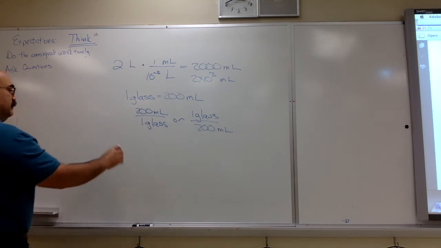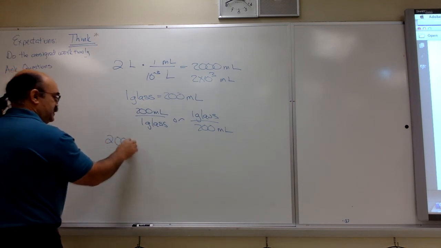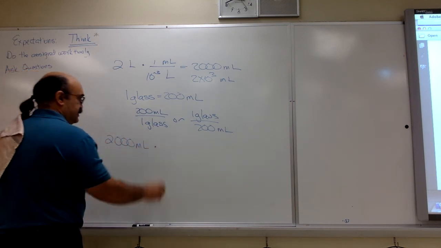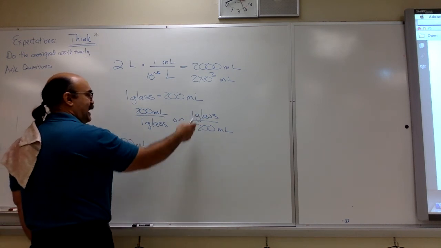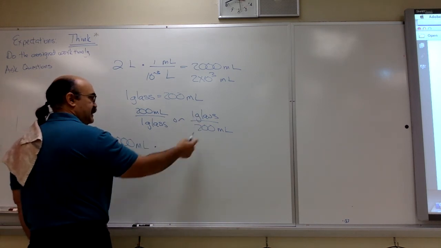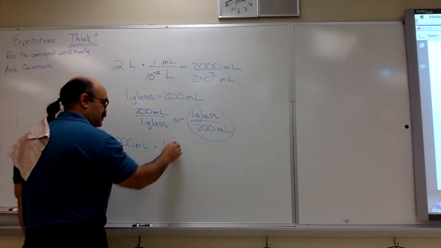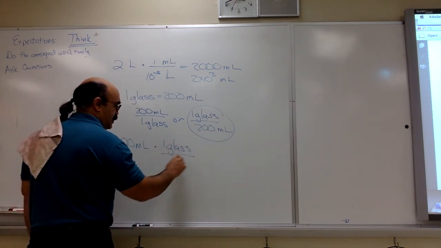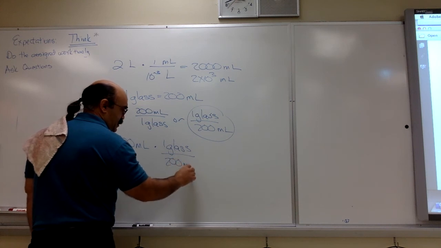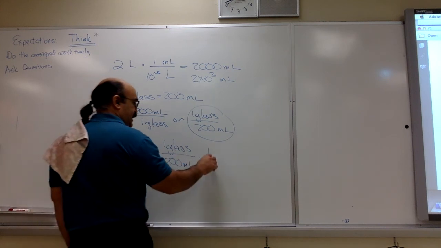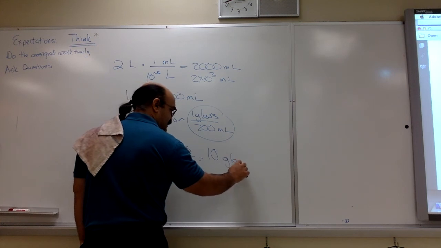I plug in 2,000 milliliters times the fact. Well, I want glasses as my answer. Milliliters is going to cancel. I want to use this conversion factor. So it is 1 glass per 200 milliliters. I get an answer that is 10 glasses.